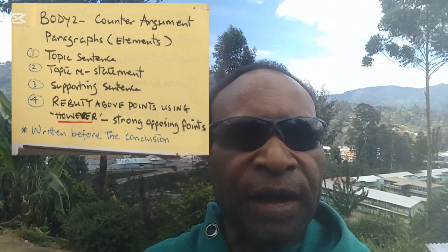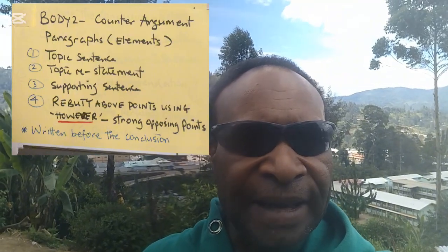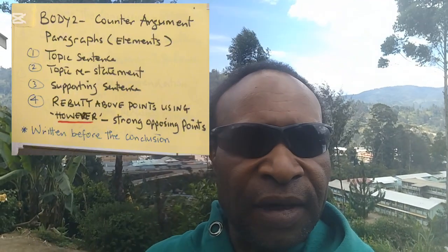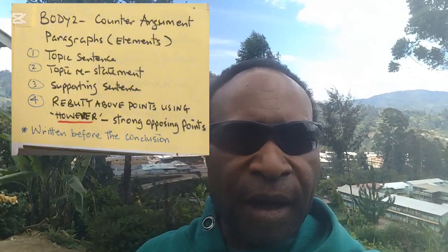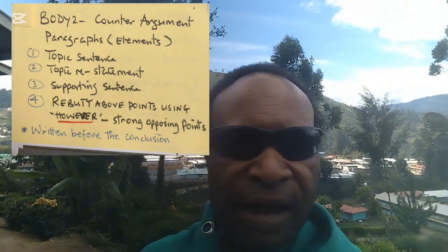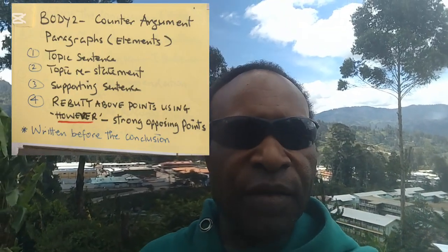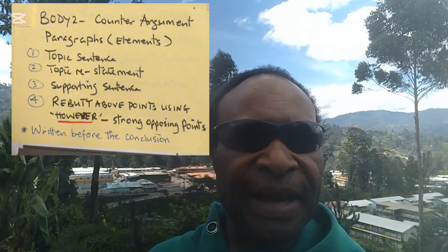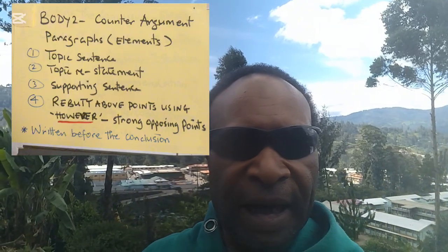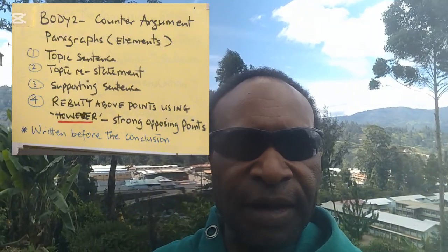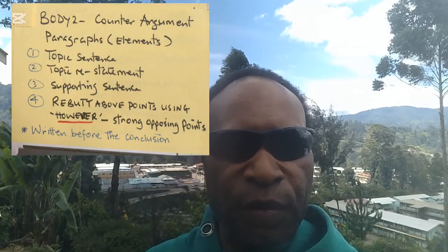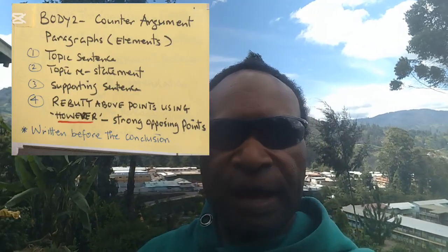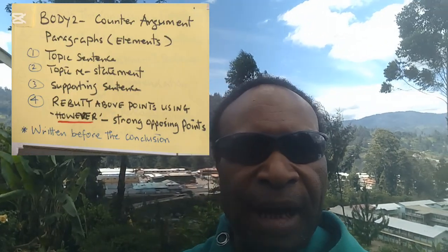Then you kill all these ideas by using a contrasting word, however. Okay, use however, which is a contrasting word, to counter attack the idea of the opposing side. The simple explanation I could say: you support them first, then kill them by using however.